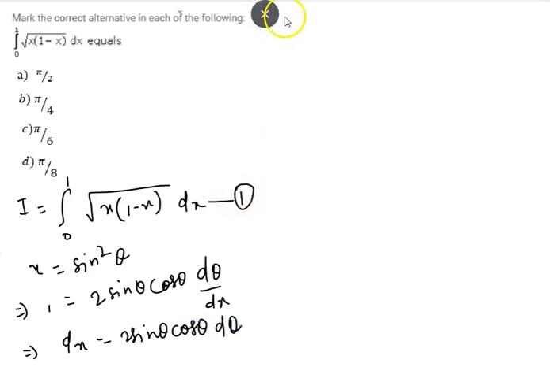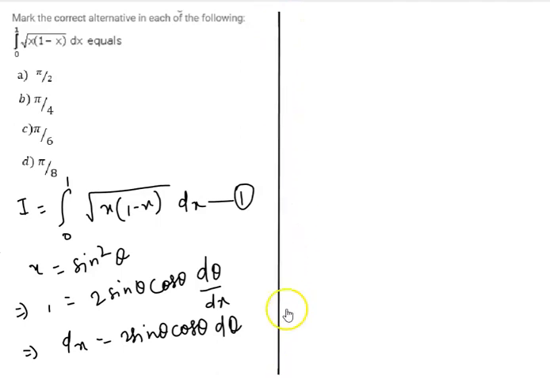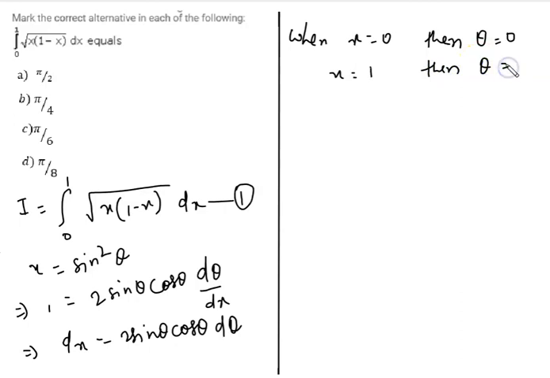Now I am going to change the limit in terms of theta. Since x is equal to sine square theta, when x is equal to 0, we know that sine 0 degree is equal to 0, so theta will be 0. And when x equals 1, it means theta is simply equal to pi by 2.